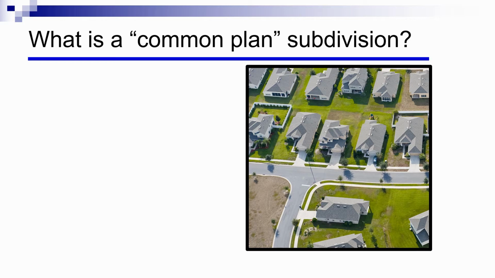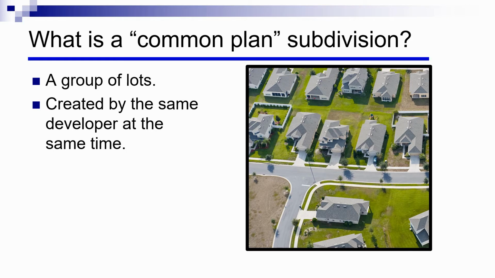First of all, what do we mean by a common plan subdivision? Well, there are certain elements that we look for in trying to find whether there's a common plan. First, of course, it's a group of lots or spaces on the Earth's surface. Second, these lots are created by the same developer at the same time.